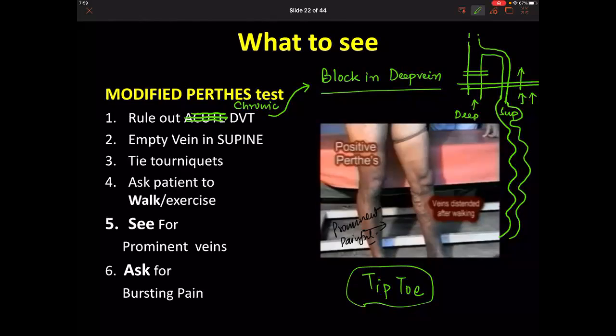Sir, this is the only test where we are asking the patient to walk, and in the rest of the two tests, we just ask the patient to stand, and then we observe. Exactly.